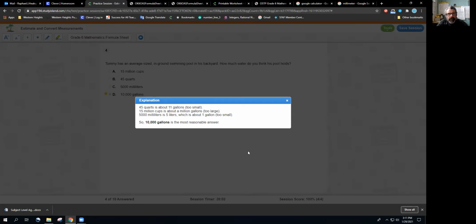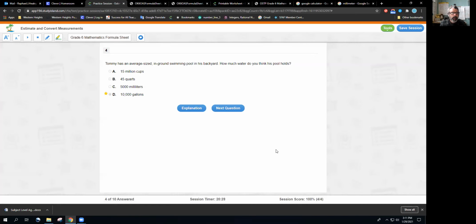It's using the information to kind of narrow down your answer. 45 quarts is about 11 gallons. That's too small. 15 million cups is about 1 million gallons. That's too large. And then 5,000 milliliters is about 5 liters, which is about 1 gallon. So you can't swim in that. So 10,000 gallons is the most reasonable answer. And again, this is about estimating. We're not looking for the precise answer. We're looking for you to be able to gauge between big and small. And it's a good feature to have in life when you're buying something.